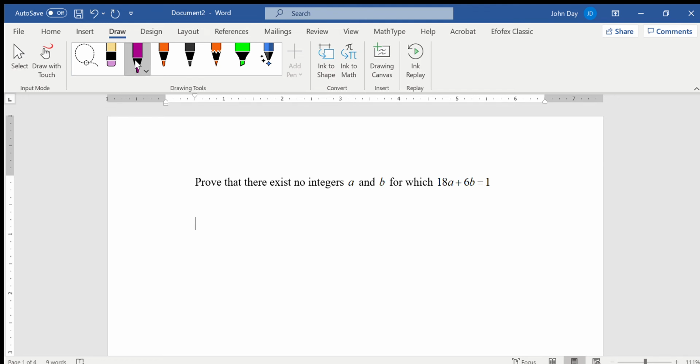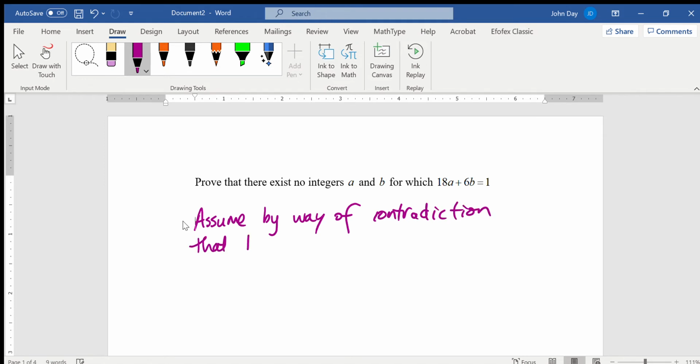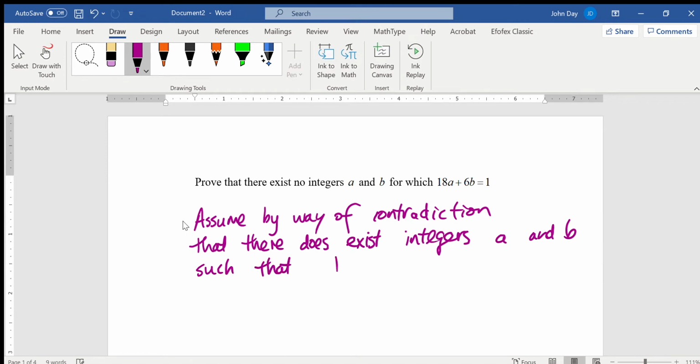Prove that there exist no integers a and b for which 18a plus 6b equals 1. All right, well, we're going to assume by way of contradiction that there does exist integers a and b such that 18a plus 6b is 1.